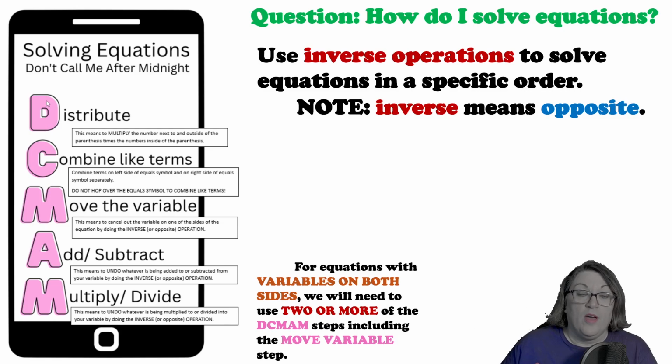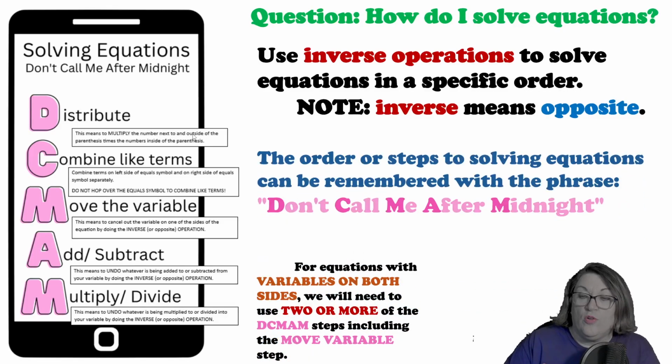So again, when we use the don't call me after midnight method, we're starting at the D and moving our way down. If distributive property is not present, we go to combine like terms. If that's not present, we move on to move the variable. And the move the variable step is the important one for today's lesson, because that's how we get a variable to become only on one side of the equation instead of both. And that is necessary in order to solve that equation.